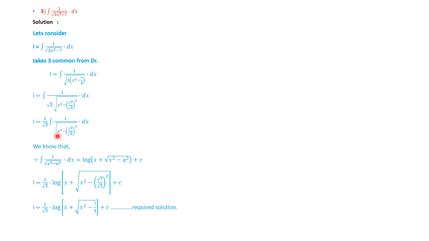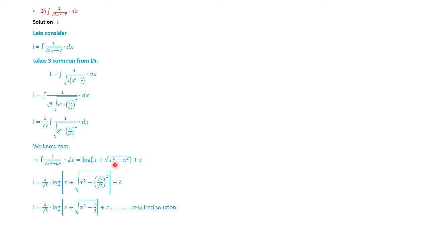And 1 by under root here, x square minus a square. This is of the standard form, but it is in root, and it has a very simple result. And you remember this one, I know that. Yes, you know that one. What is it? Integration of 1 by under root x square minus a square dx is equal to log of x plus under root x square minus a square plus c. It is too easy to remember.